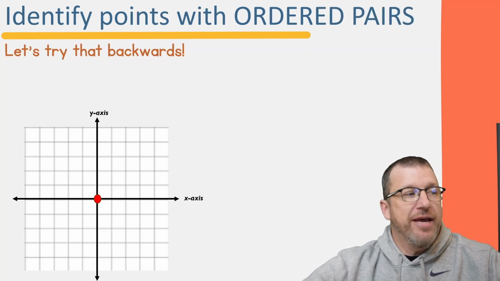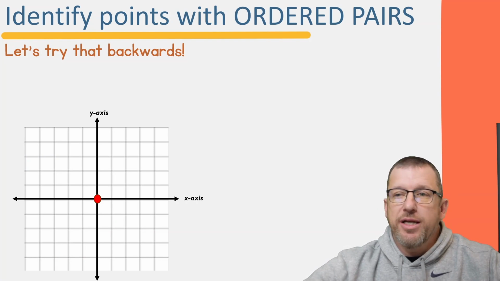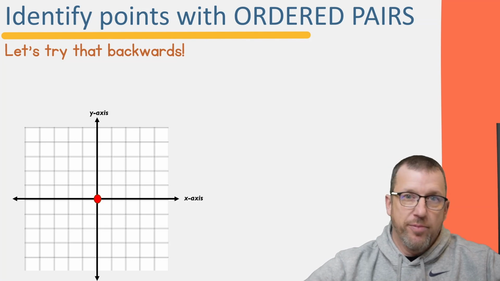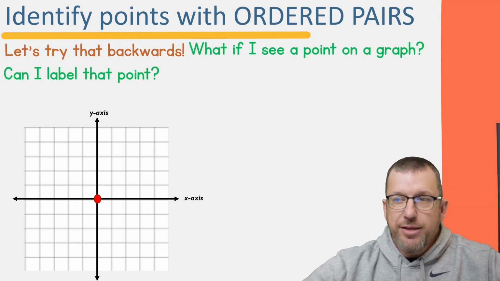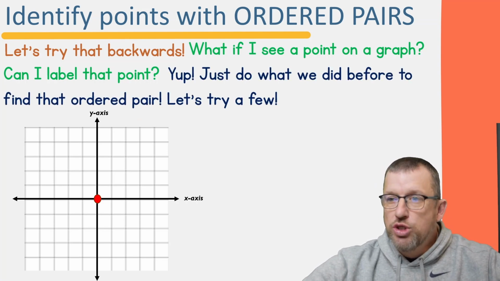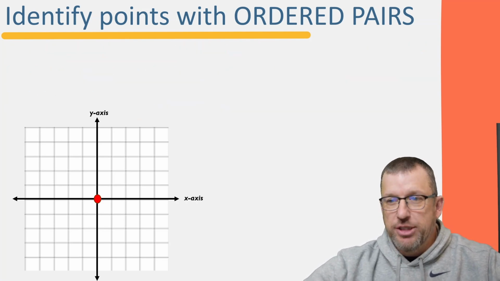All right. So what if they give us the point and we have to label it? What we did right now is we had an ordered pair and we found where the point goes. But what if they give us a point and now we have to label it? Yeah, that's not that hard. It's the same thing. We use the running and jumping to get there. So let's try a few.